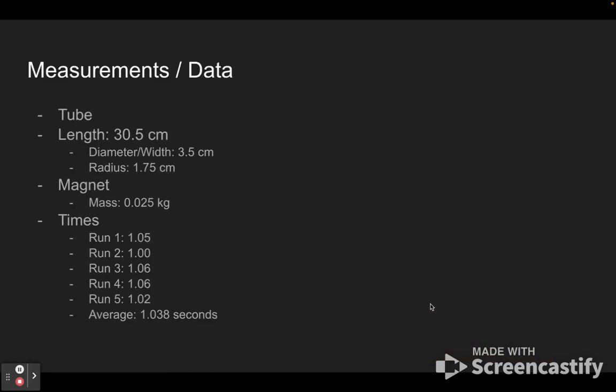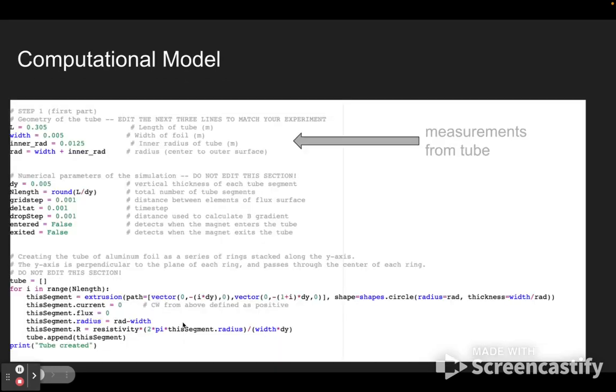That's it. So for our measurements and data, the measurements for the tube are that the length was 30.5 centimeters. The width was 3.5 centimeters, which means the radius was 1.75 centimeters. The magnet had a mass of 0.025 kilograms. These are the times for all the runs, so that means that the average is 1.038 seconds through the tube.